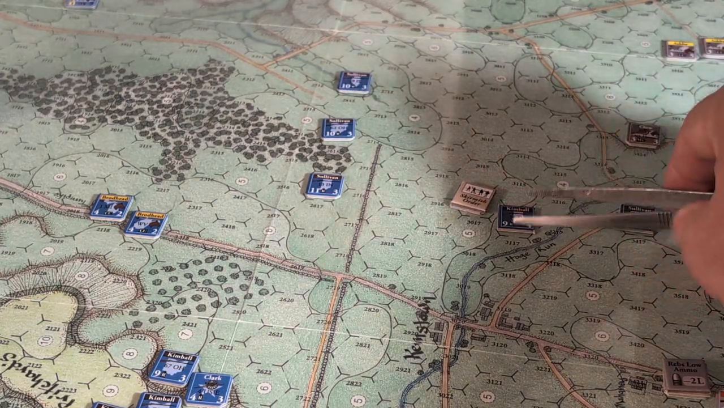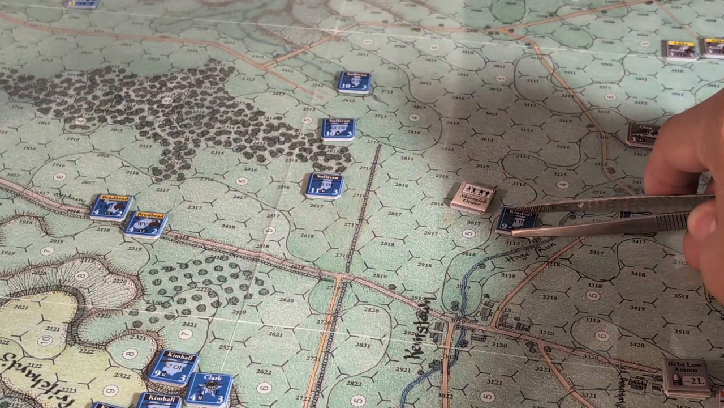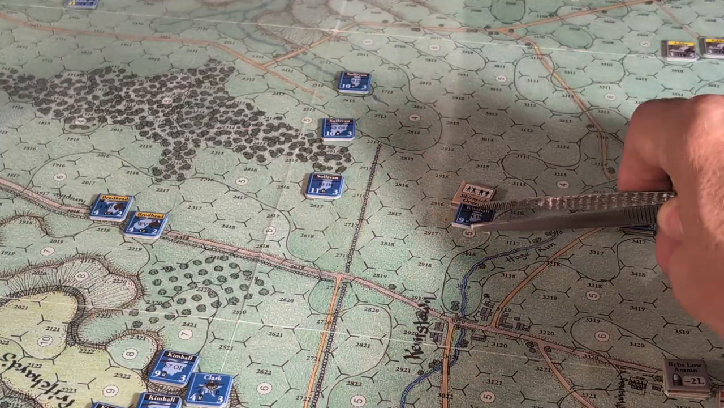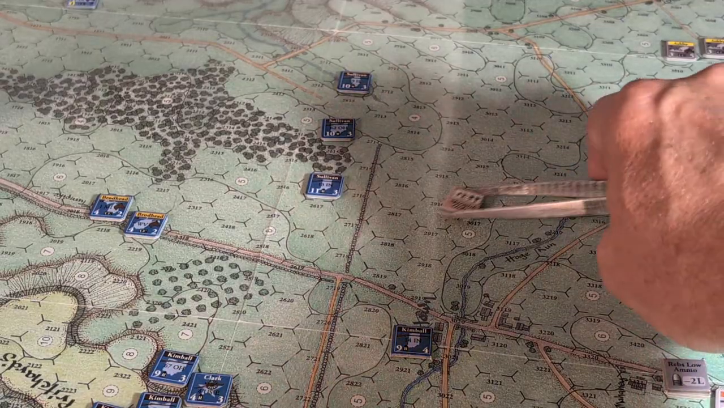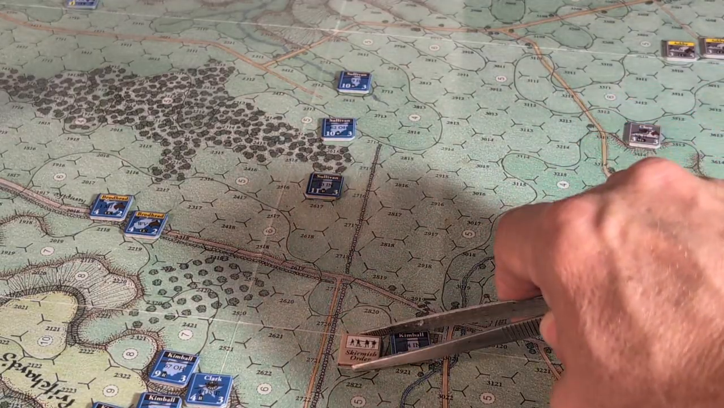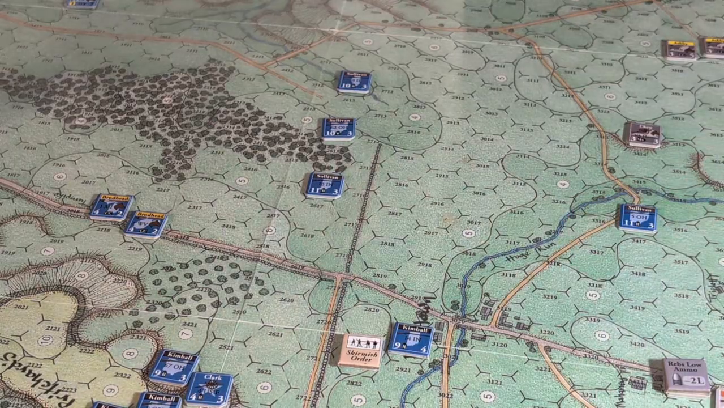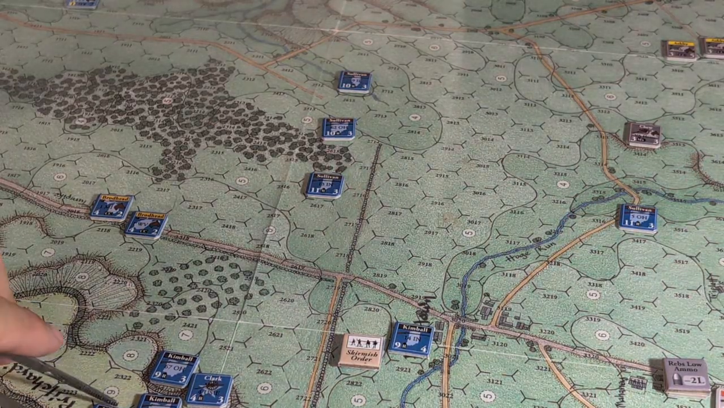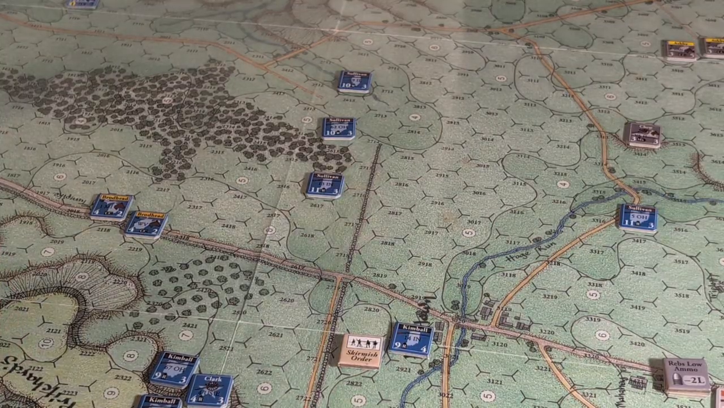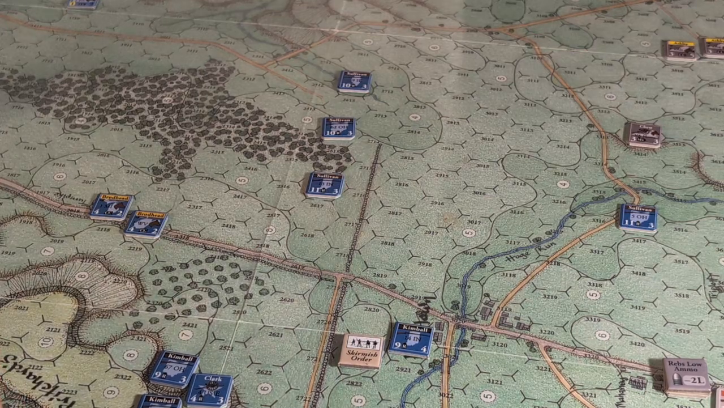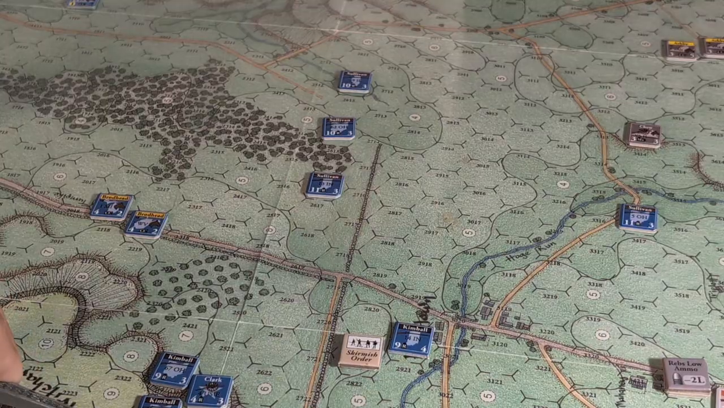I guess this guy can stay in skirmish for now. So 1, 2, 3, 4, 5, 6. And over here, we're going to move 1, 2, 3, 4, 5, 6. See here? Okay.